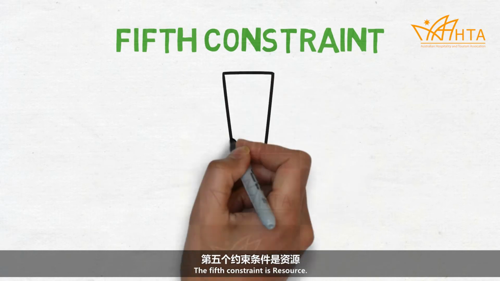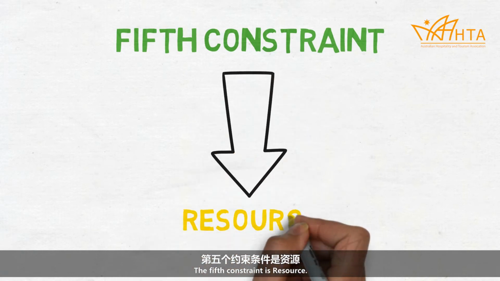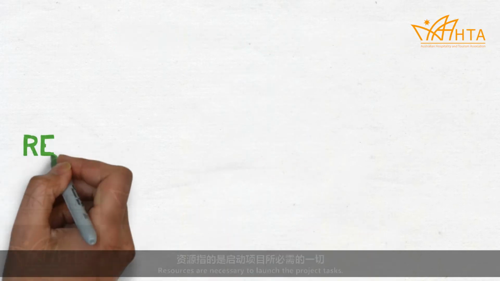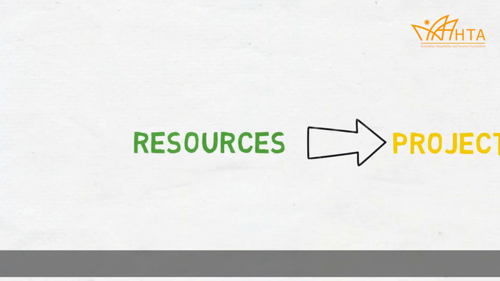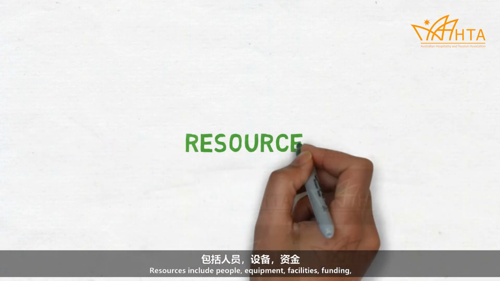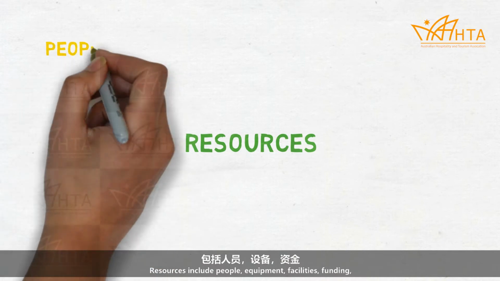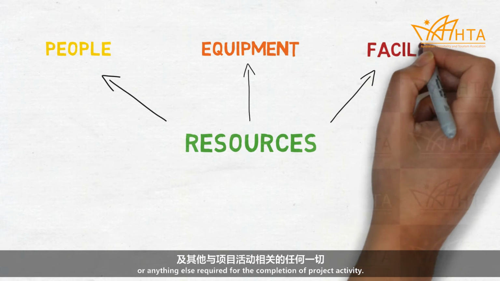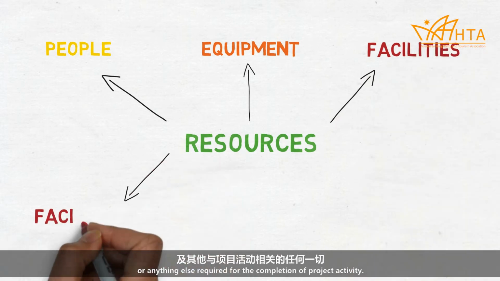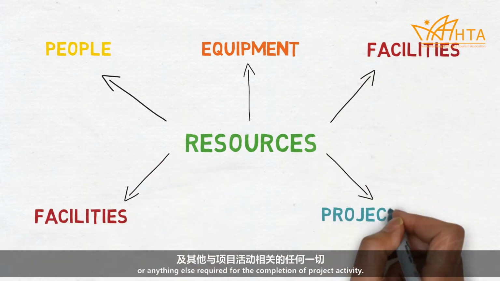The fifth constraint is resources. Resources are necessary to launch the project tasks. Resources include people, equipment, facilities, funding, or anything else required for the completion of project activity.